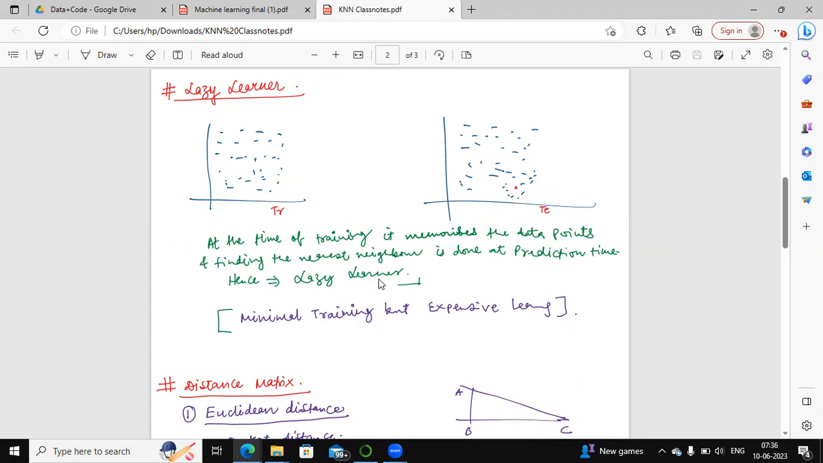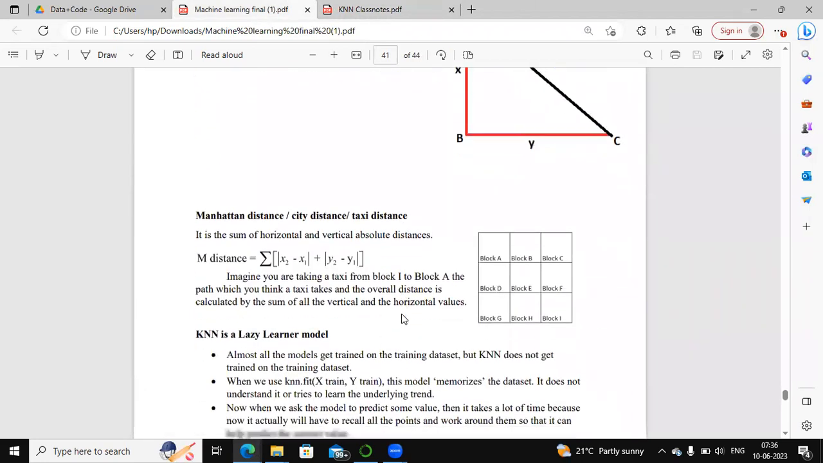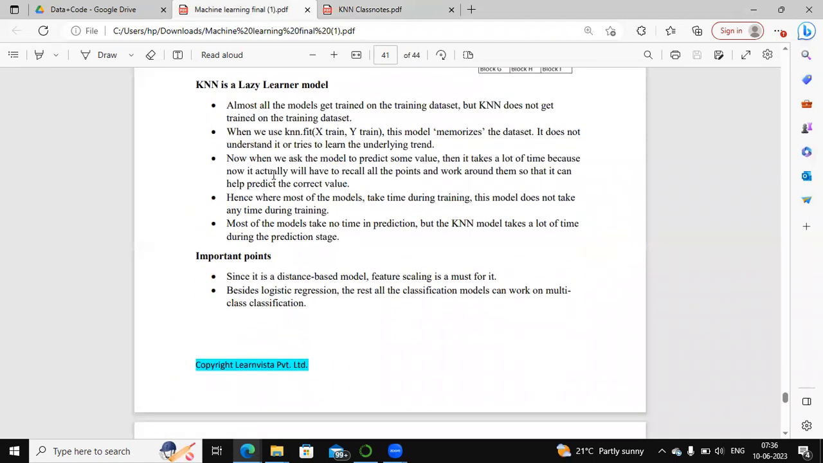Hence, it is called lazy learning, because minimum training is required because it memorizes all data points. But during prediction time, it will take more time. So it's an expensive learning if you consider it like that. So let me tell you this: KNN is a lazy learning model.